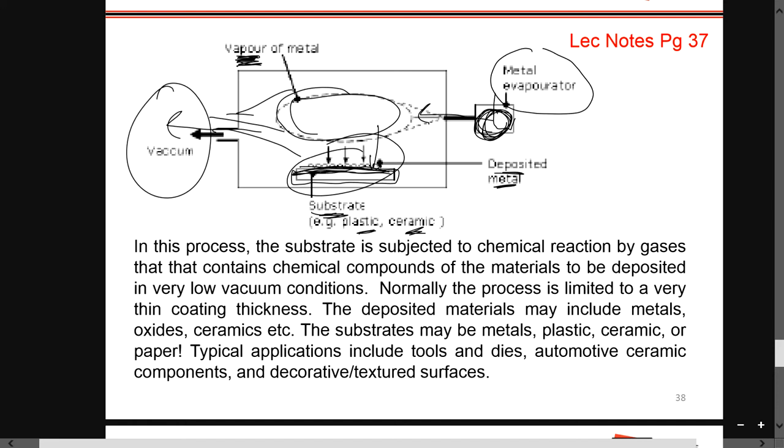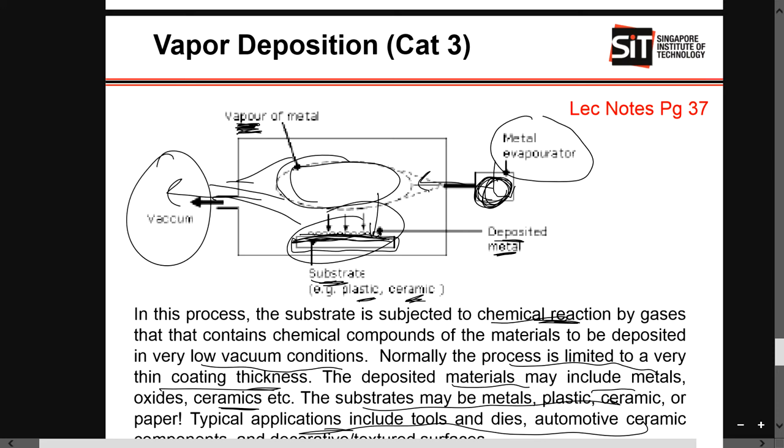Hopefully kind of clear. Take note of the words like low vacuum condition, and normally the process is limited to a very thin coating thickness. Alright, so this process is a bit like a chemical reaction, but I don't know why they say it's creating a thin layer, so I don't know. So the deposited materials may include metals or whatever. Alright, the substrates may be metals, and so on. Typical applications include these as well. Alright, so there is a blur area between what is creating a layer of protection and the chemical reaction. So yeah, that's the thing.